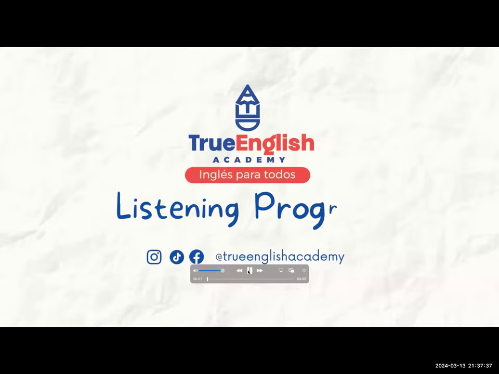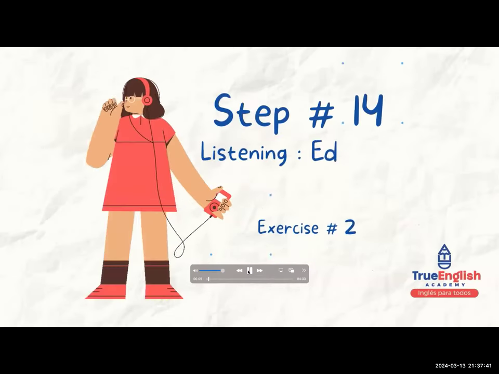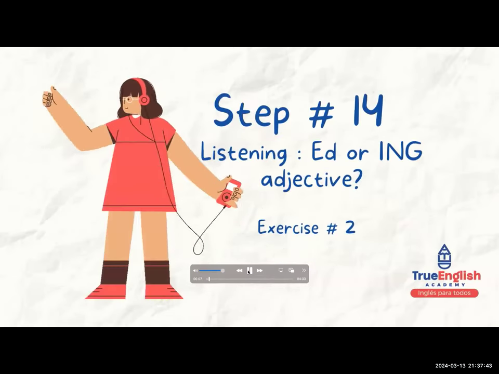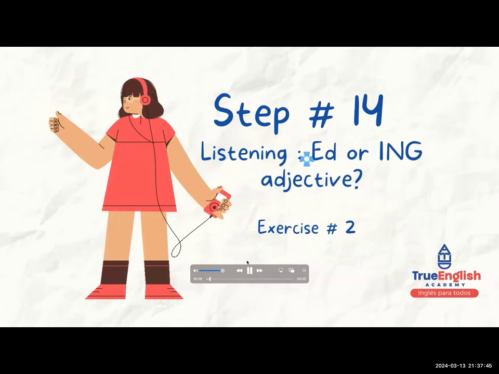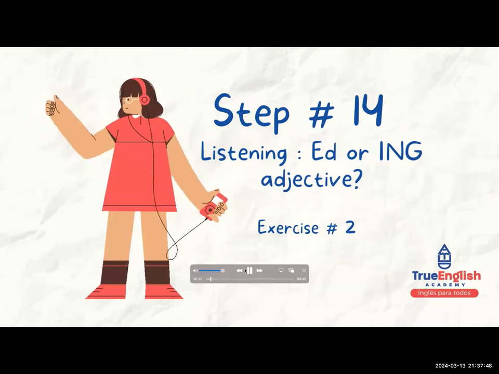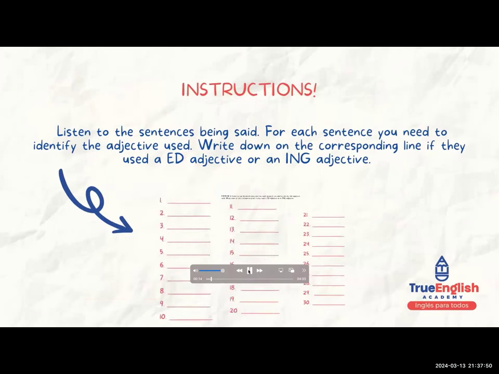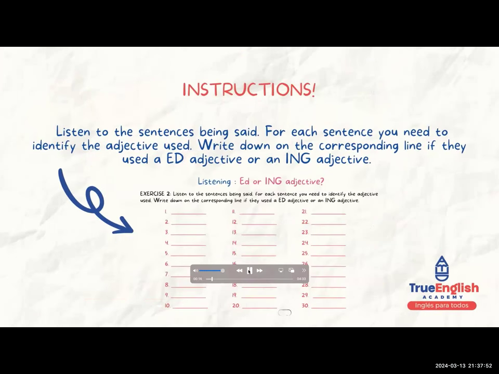True English Academy Listening Program. Step number 14. Listening. Ed or ing adjective. Exercise 2. Instructions. Listen to the sentences being said. For each sentence, you need to identify the adjective used. Write down on the corresponding line if they used a ed adjective or an ing adjective.